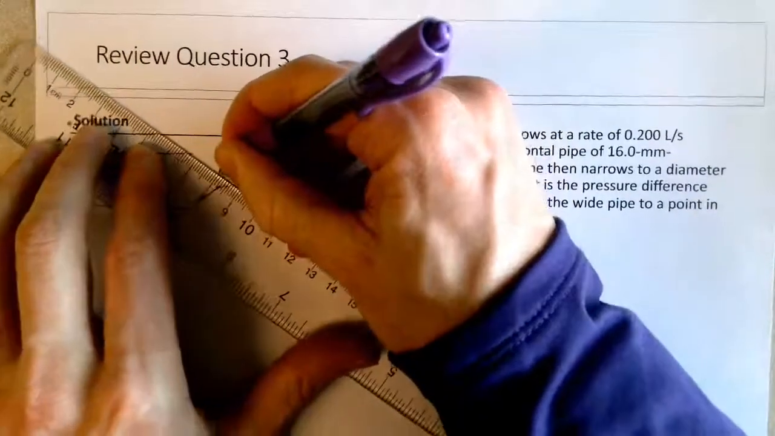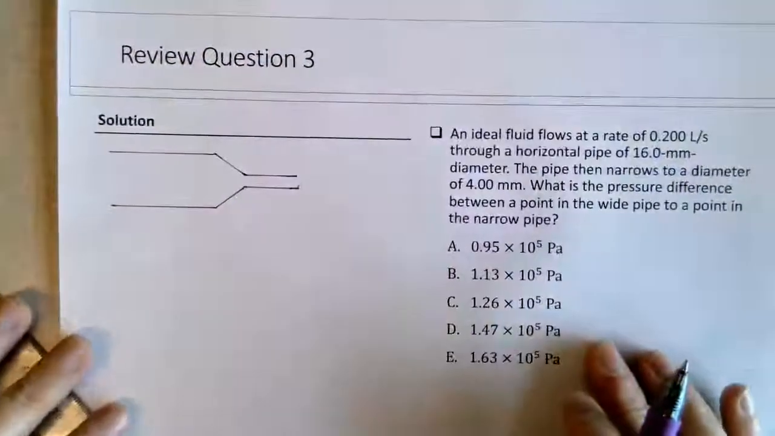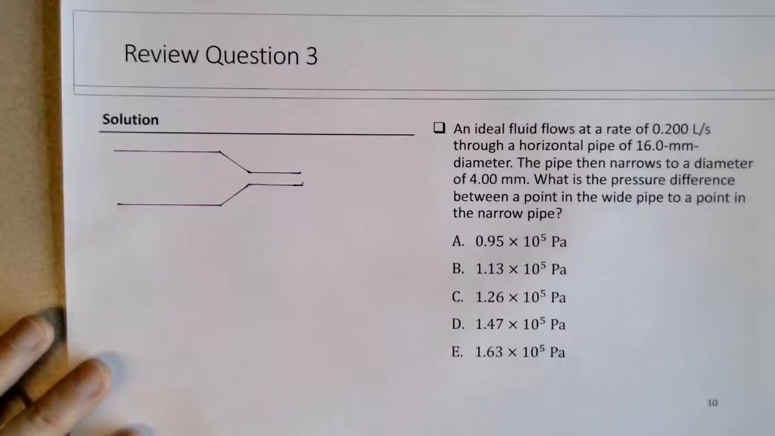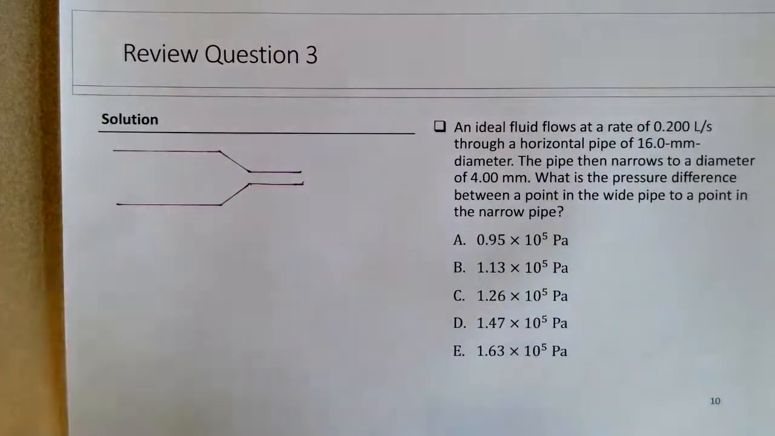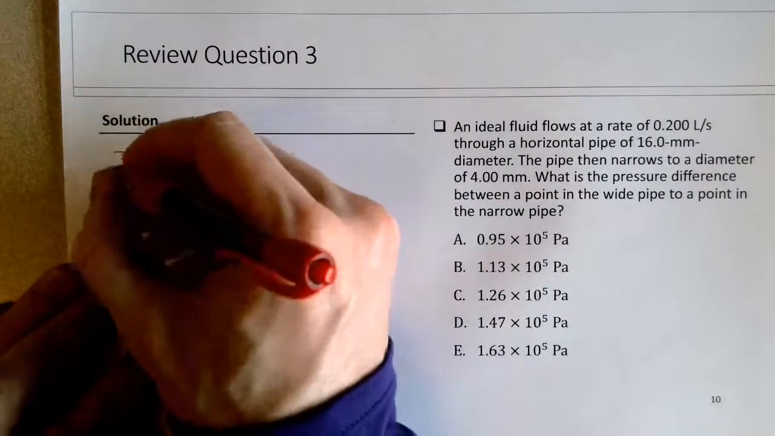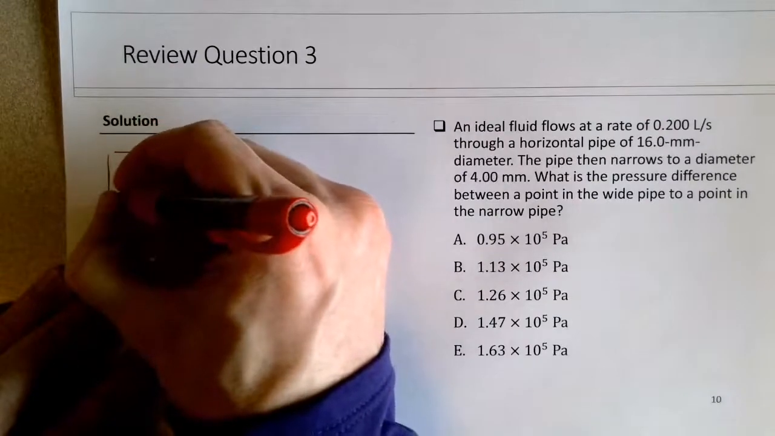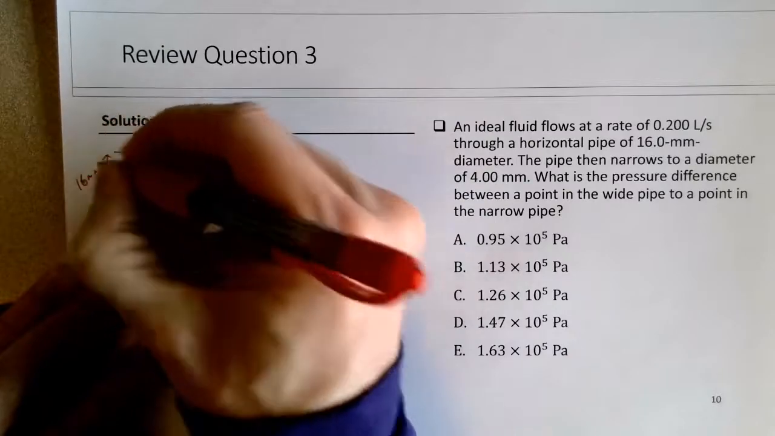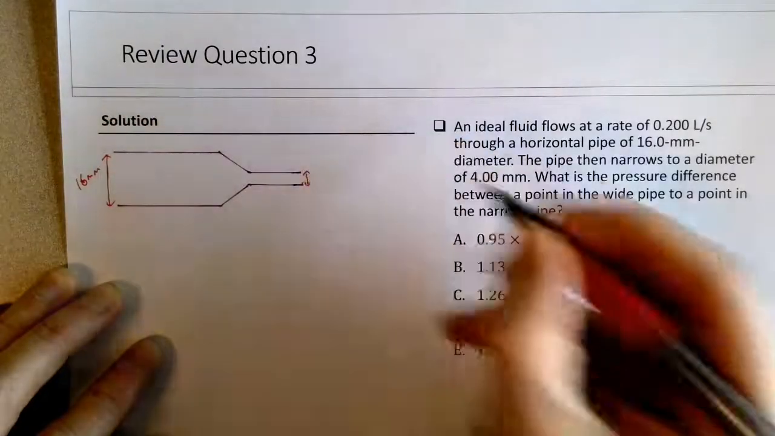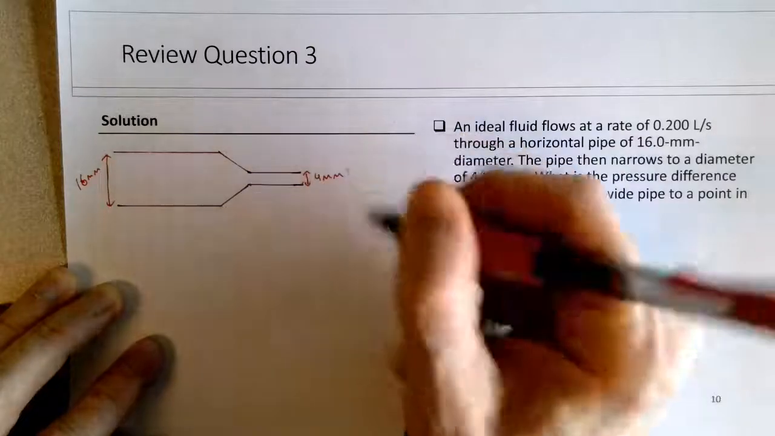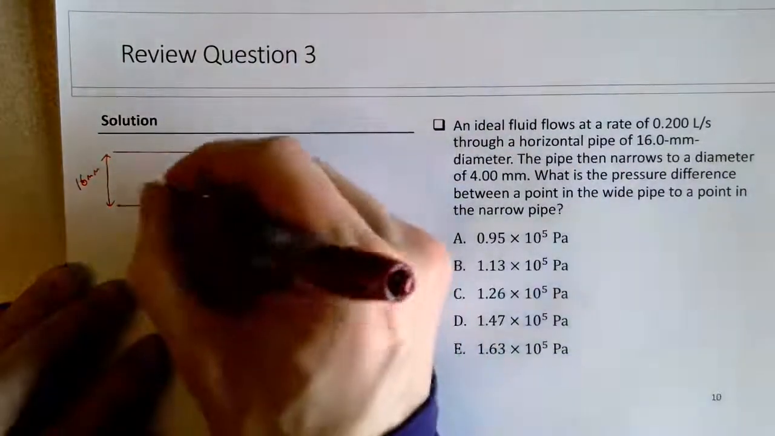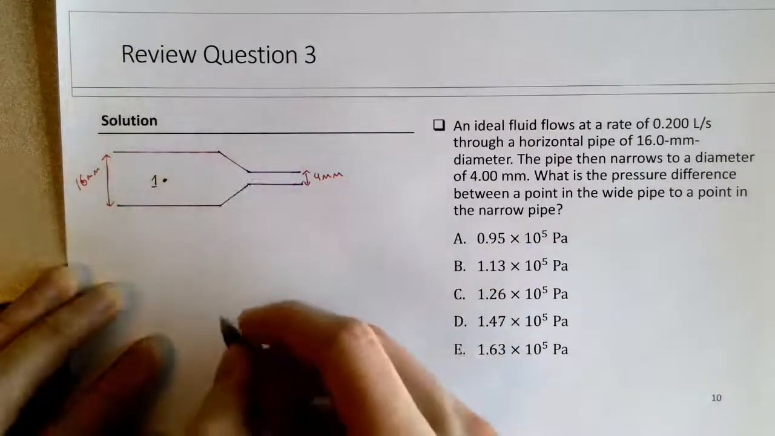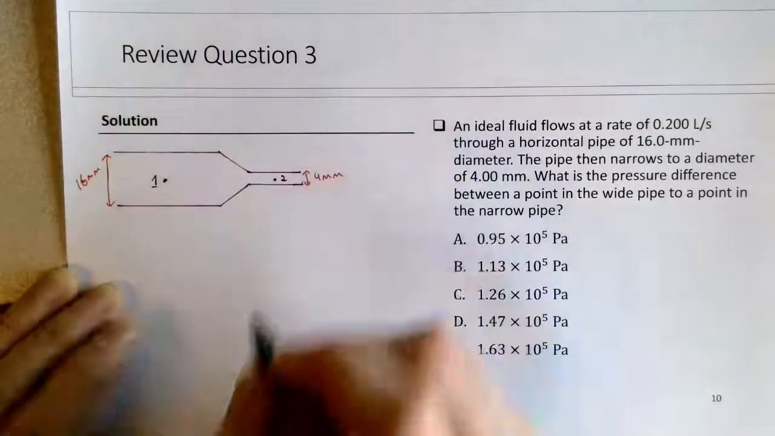Okay, and then we're looking at, alright, so what do we have here? We know that this diameter is 16 millimeters, and then this one is only 4 millimeters, and then we're looking for the pressure difference between a point in the wide and then a point in the narrow.